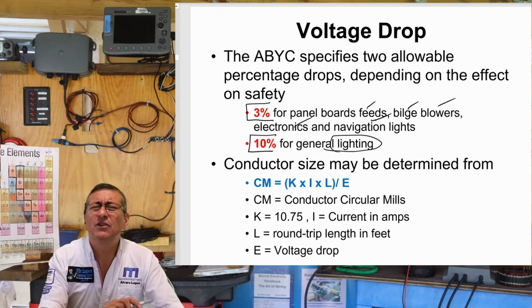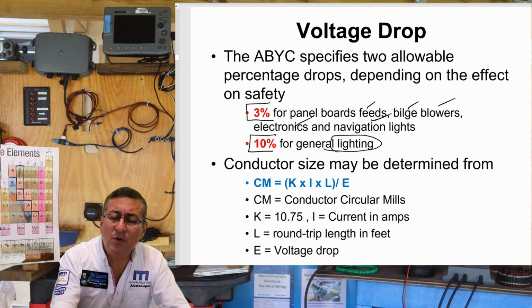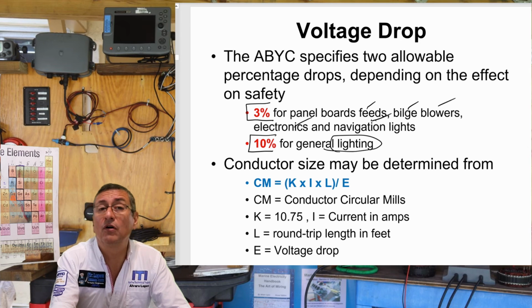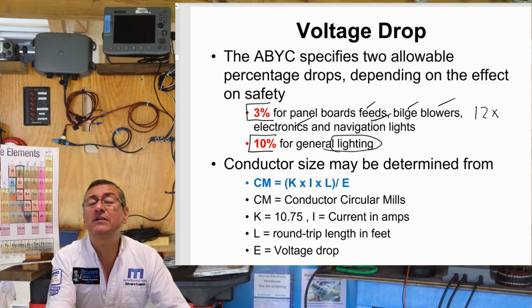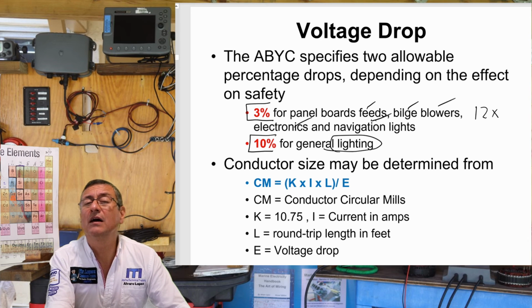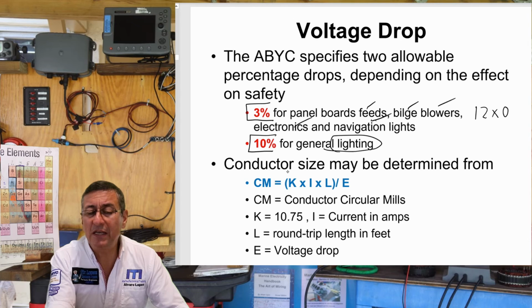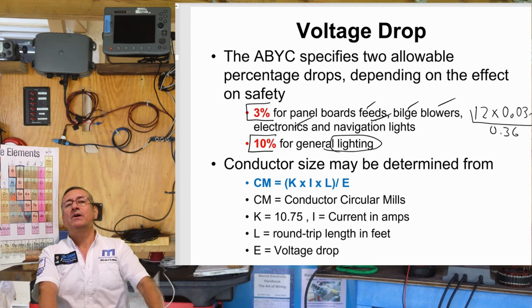What is the meaning of 3%? If the system is 12 volts, it's 12 times 3%. How much is 12 times 3%? It's 12 times 0.03, and this is 0.36. The voltage drop.